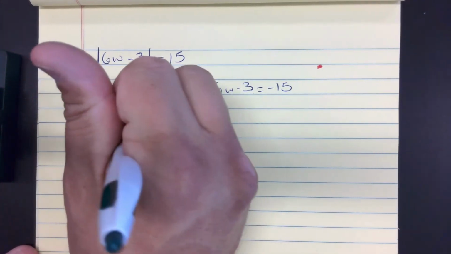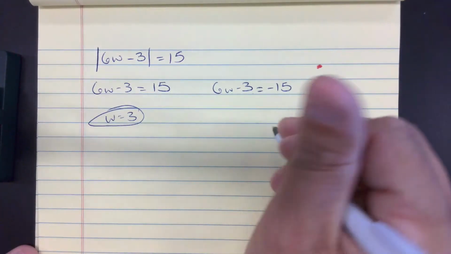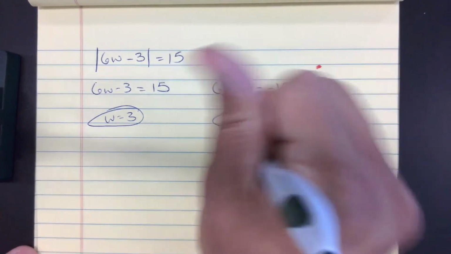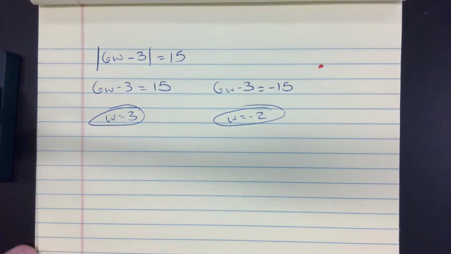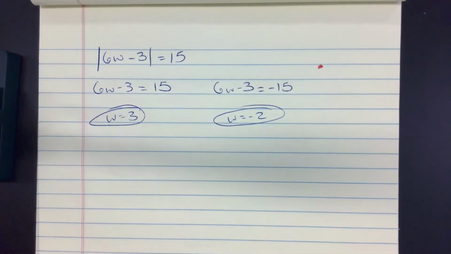Okay, so I'm just going to go through real quick. I don't think we need a ton of time. So w equals 3 and w equals 3. Those are the exact same answers, aren't they? That's not going to happen every time. Okay, any questions on those type of problems? So how many solutions do absolute value equations have? 2.